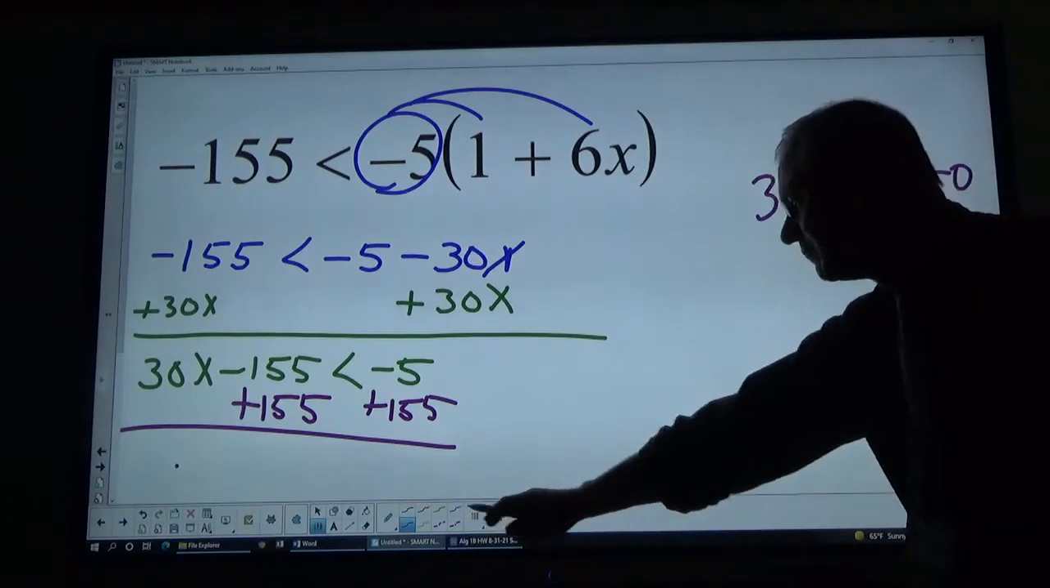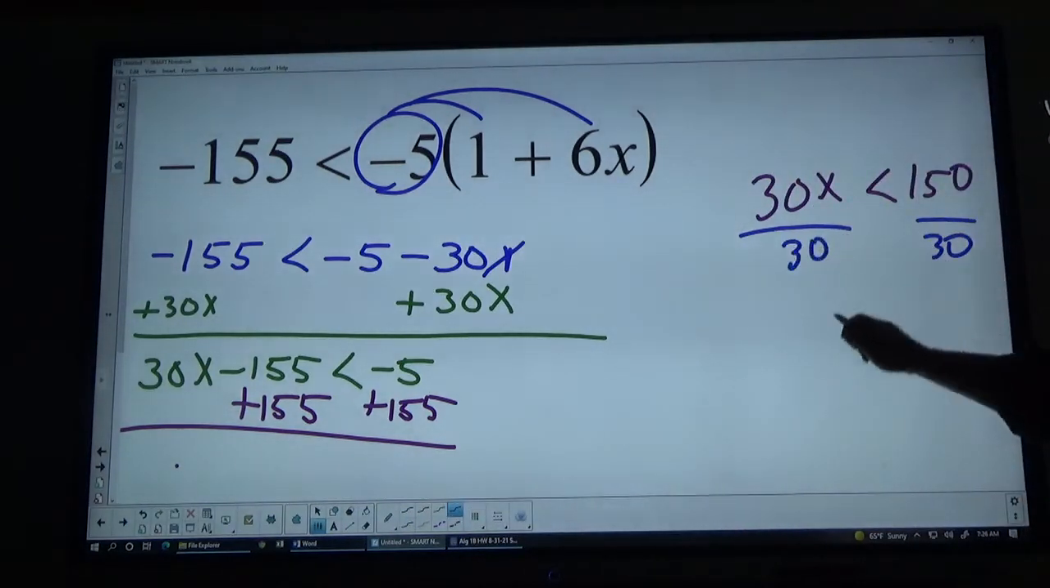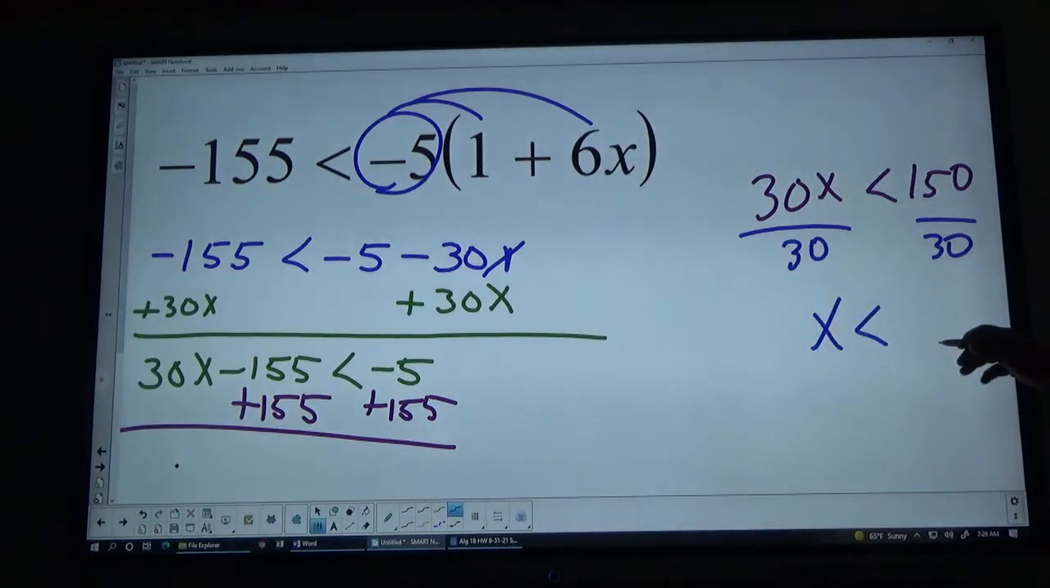And then when I divide both sides by 30, x is less than, let's see, 5. There's your final answer. X is less than 5.